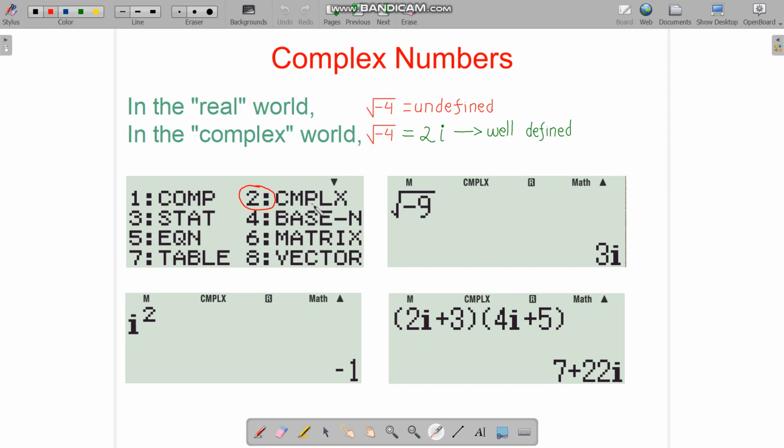So in your calculator, you can use this mode, complex mode, if you have the function. And if you try the square root of -9 now, you'll get 3i, and i squared is -1. And you can also do multiplications or additions using i. You just press shift and there's an i somewhere in your calculator. You can only do this to check or verify your answer, but you have to show the complete working in the exam.